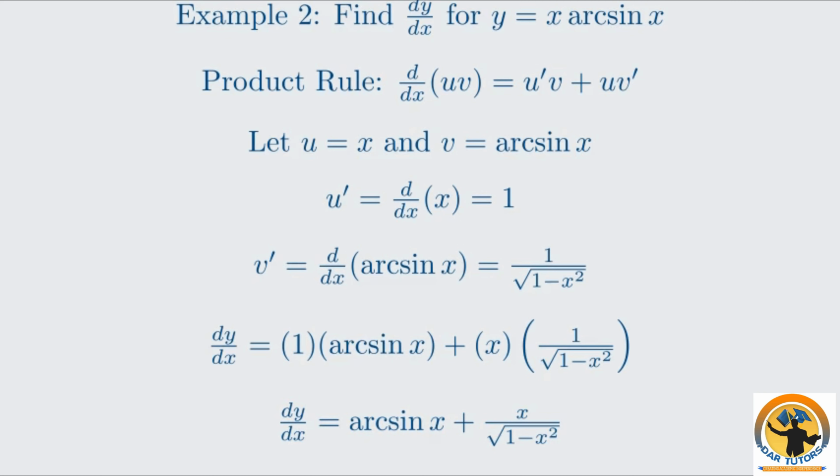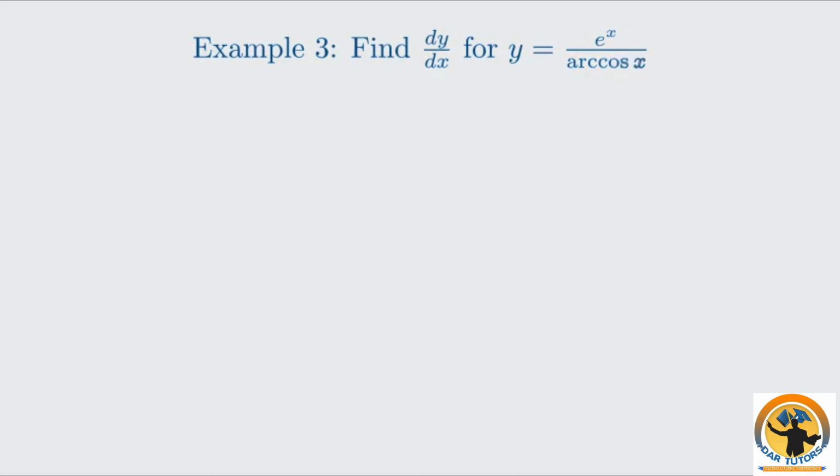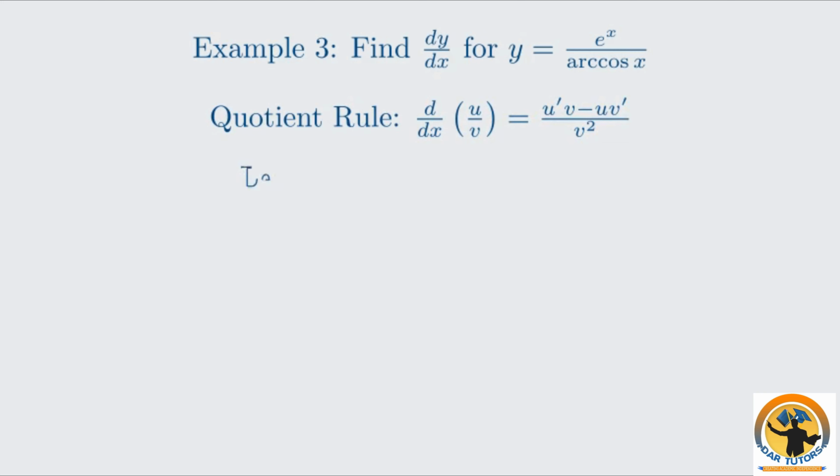Let's tackle another example, this time involving the quotient rule. Find the derivative of y equals e to the power of x divided by arccos of x. Since this is a quotient, we must use the quotient rule. The quotient rule states that the derivative of u over v is u prime v minus u v prime, all divided by v squared. Let's identify u and v. Let u be the numerator, e to the x, and v be the denominator, arccos of x.